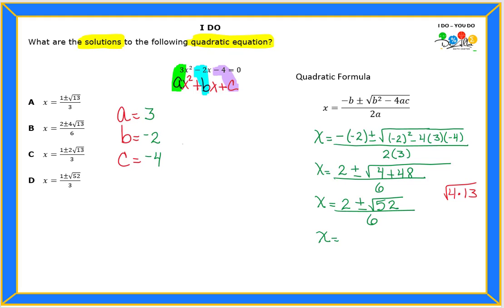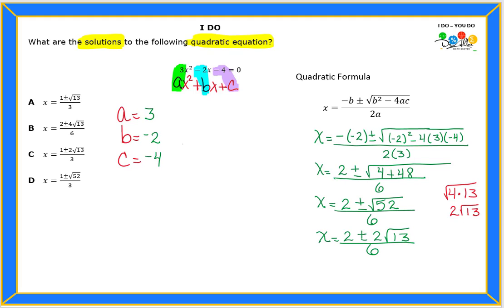And the reason why I like a 4 is because I can bring the 4 outside. And that will give me 2 times the square root of 13, right? So that simplifies to that. So I'm going to get 2 plus or minus 2 square root of 13 divided by 6. And now I can simplify.